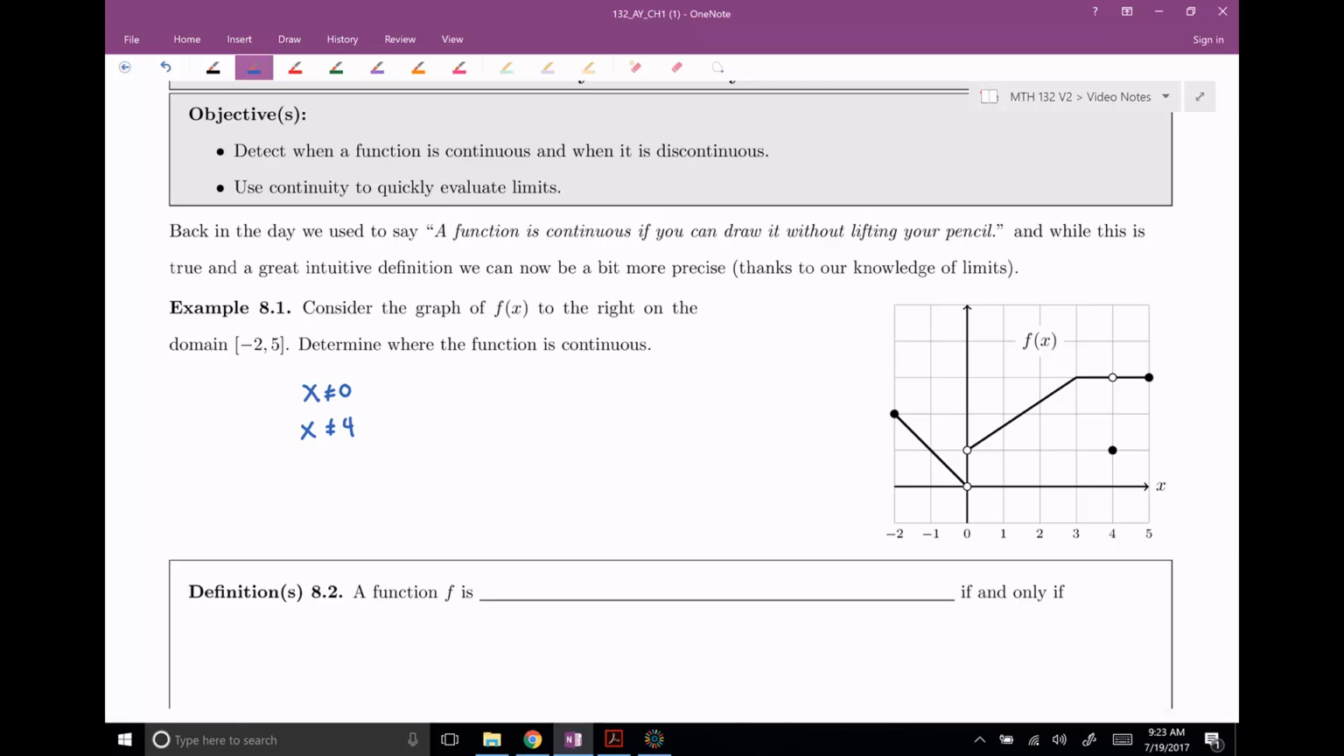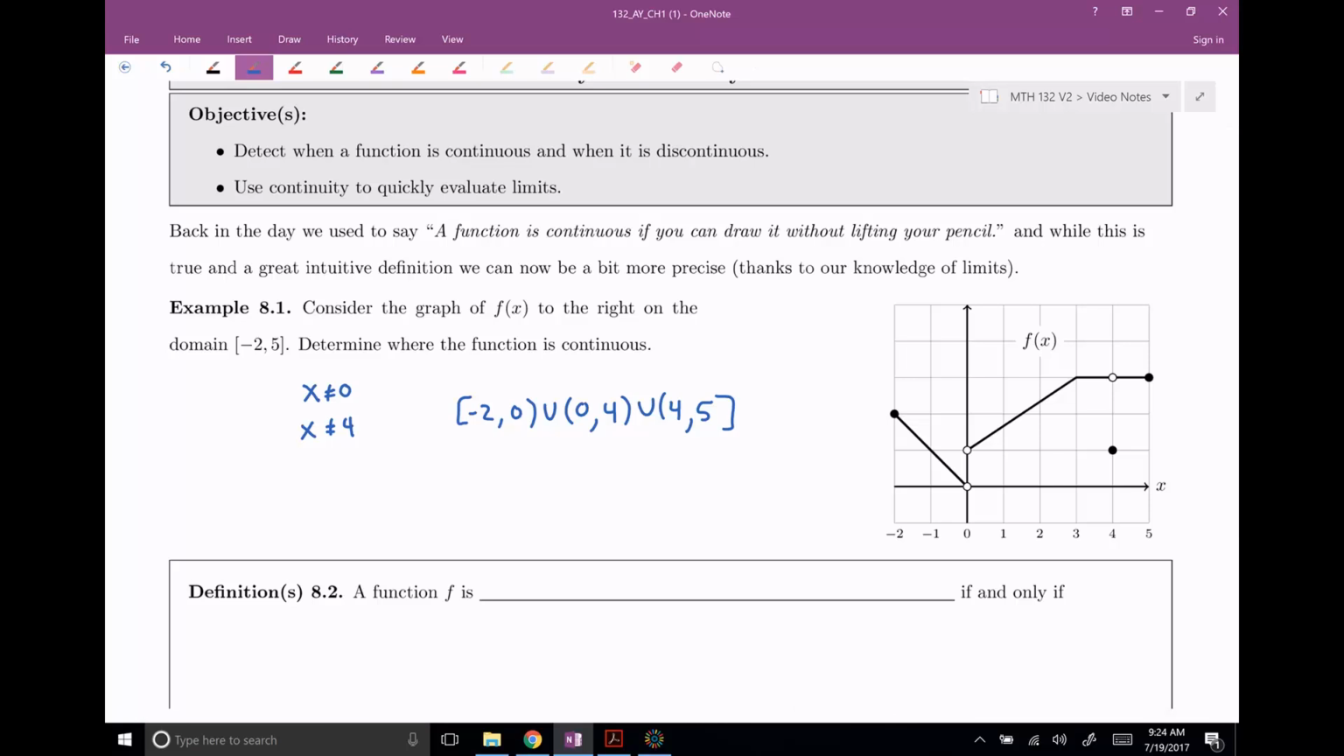So the question again is, where is the function continuous? Well, it would be all the way from -2 to 0, and I'm using the parentheses to not include 0. I want to jump over 0, so I'm going to do a union from 0 to 4, not including 4 either, union from 4 to 5. So these are all the x values between -2, including -2, and 0, but not including 0. Then all the values from 0 to 4, not including either one of those, and then from 4 to 5, not including 4, but including 5. So this is where the function is continuous. I could draw it without lifting my pencil.